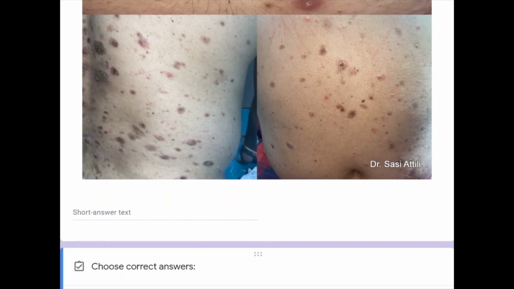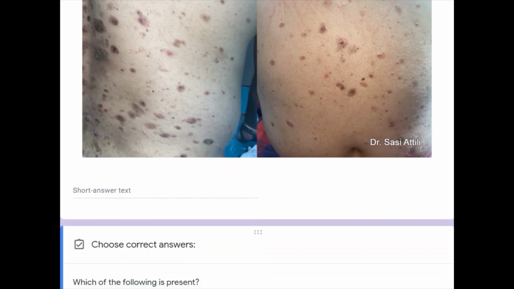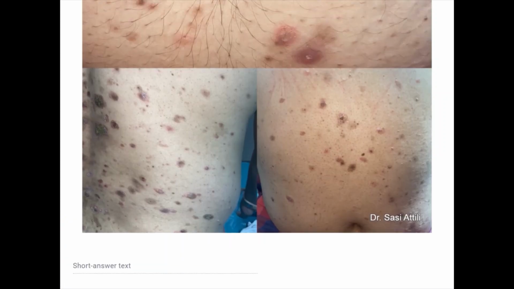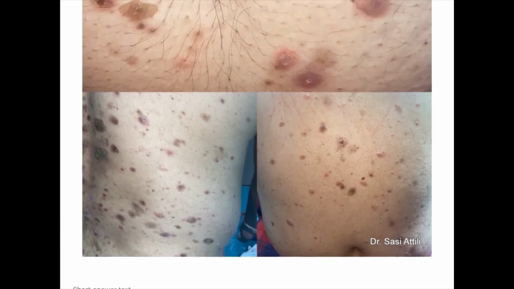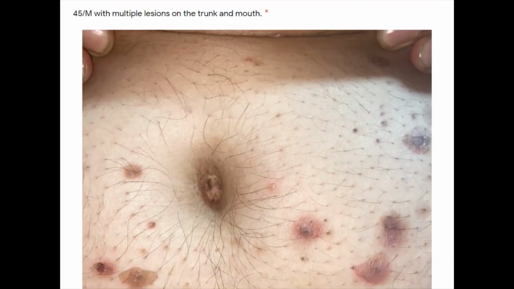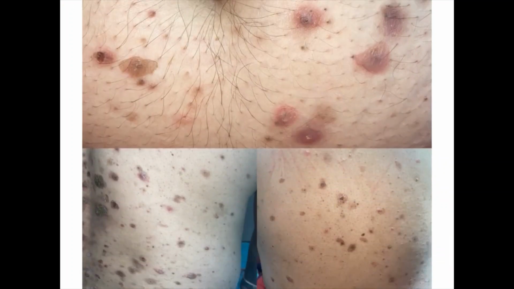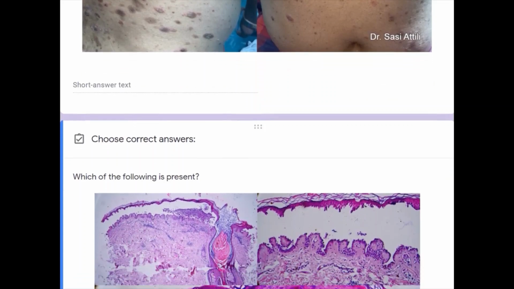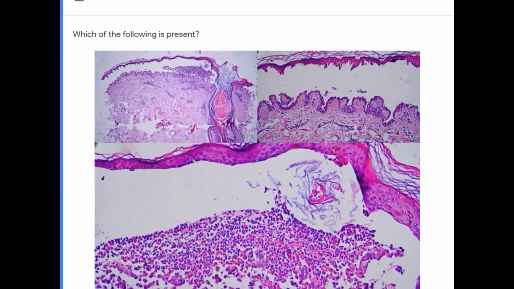Now, if you're looking at the clinical picture alone without the history, you may wonder about pemphigus foliaceus. However, in the history, I've clearly mentioned that there are lesions in the mouth as well. So you have to keep that in mind. So which of the following are present?